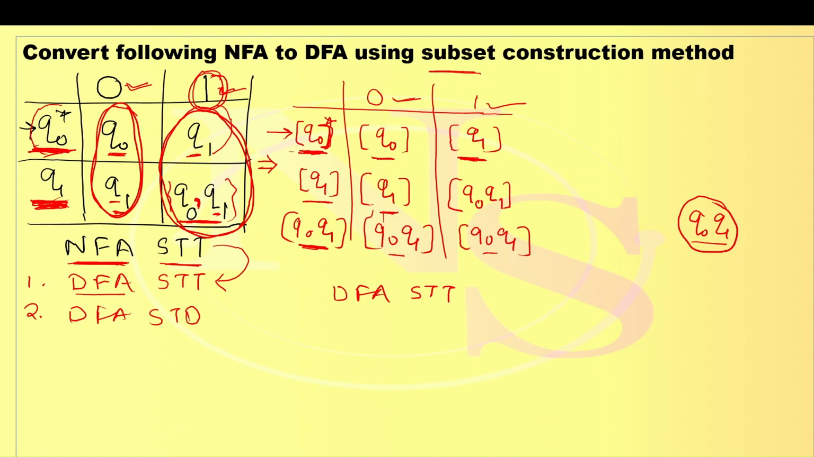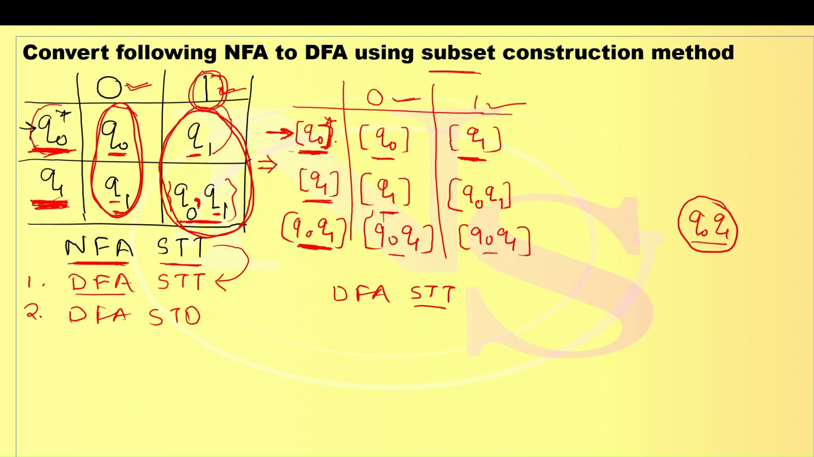From this DFA state transition table, we can draw the DFA state transition diagram. How? How many states are here? q0, q1, and q0, q1. As I mentioned, q0, q1 is only one state. What is the starting state? The starting state is always only one. Here q0 is the starting state. Here also q0 is the starting state. Final state, q0 is the final state. Here also q0 is a final state.